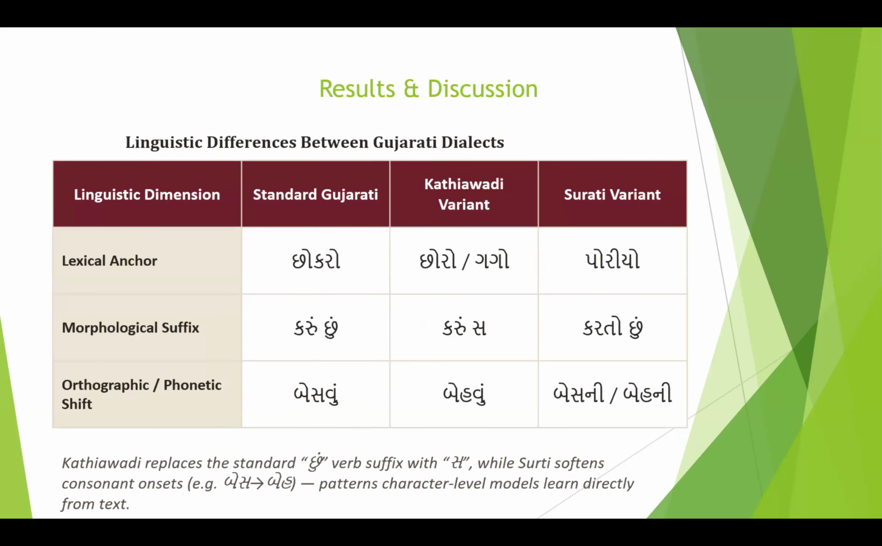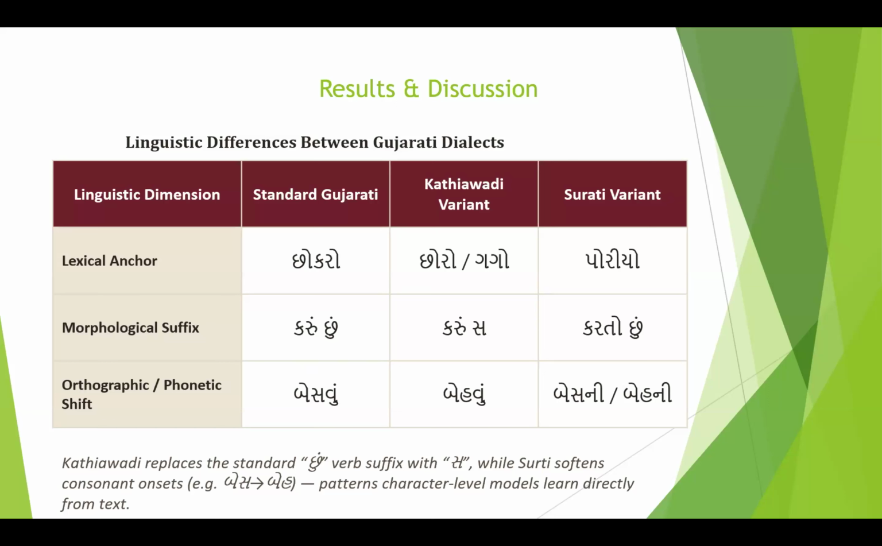So here is the result. For example, we have the word boy: standard Gujarati uses chokro, Kathiawadi uses choro or gavo, and Surti uses poiro. Three different words for the same concept. And for the verb suffix meaning I do, standard Gujarati is karuchu, Kathiawadi replaces that with karusu, and Surti uses kartochu. That is how it shows the difference between suffixes.